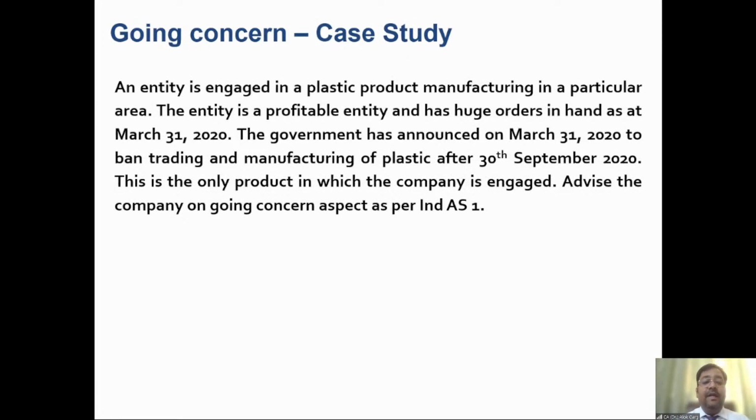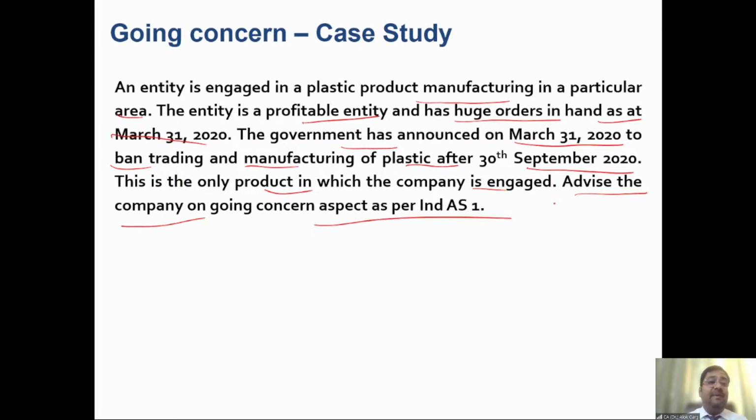An entity is engaged in plastic product manufacturing in a particular area. The entity is a very profitable entity and has huge orders in hand as on 31st March 2020. Sound company, cash rich company. The government has announced on 31st March 20 to ban trading and manufacturing of plastic after 30th September 2020. So on the reporting date, government has announced a decision that you guys will not be able to manufacture and trade plastic after 30th September. And this is the only product in which the company is engaged. Advise the company on going concern aspect as per Ind AS 1.